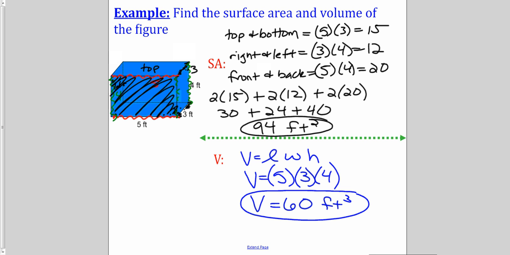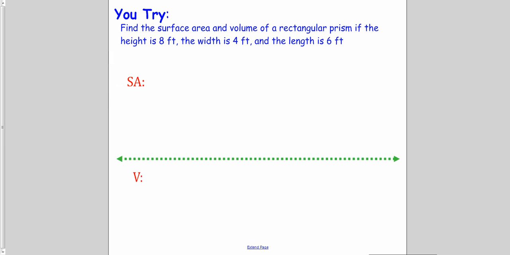If you need to write anything down, please pause the video here. Moving on to the next one. This one is a you try, so I would like for you to try this one. I'm going to draw a picture for you in case you need it. If you don't need it, then you just get to work.